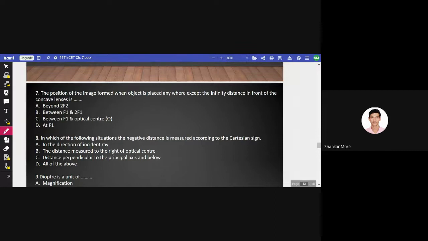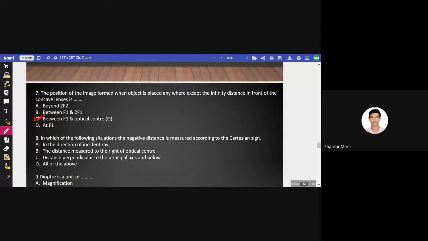C, between f1 and optical center? Between f1 and 2f1, is it? Read the question again. The position of the image formed when an object is placed anywhere except the infinity distance in front of the concave lens is. So students, option C is correct, the option that is between f1 and optical center.